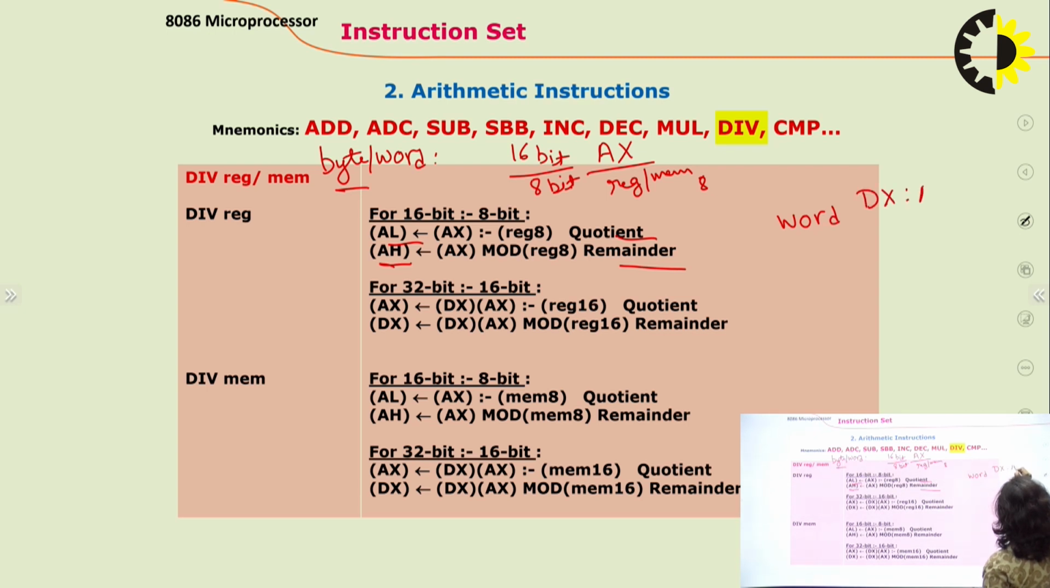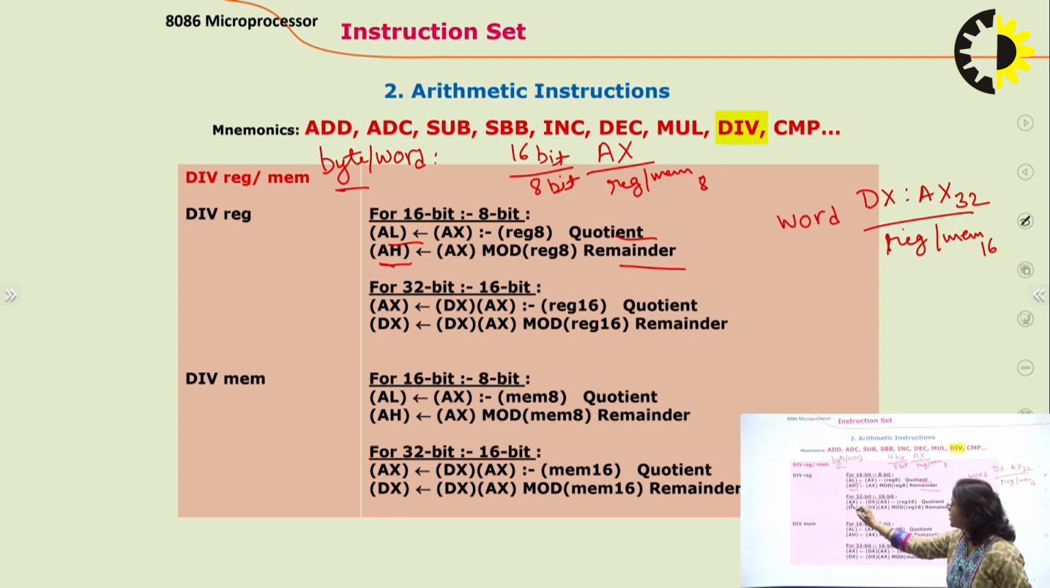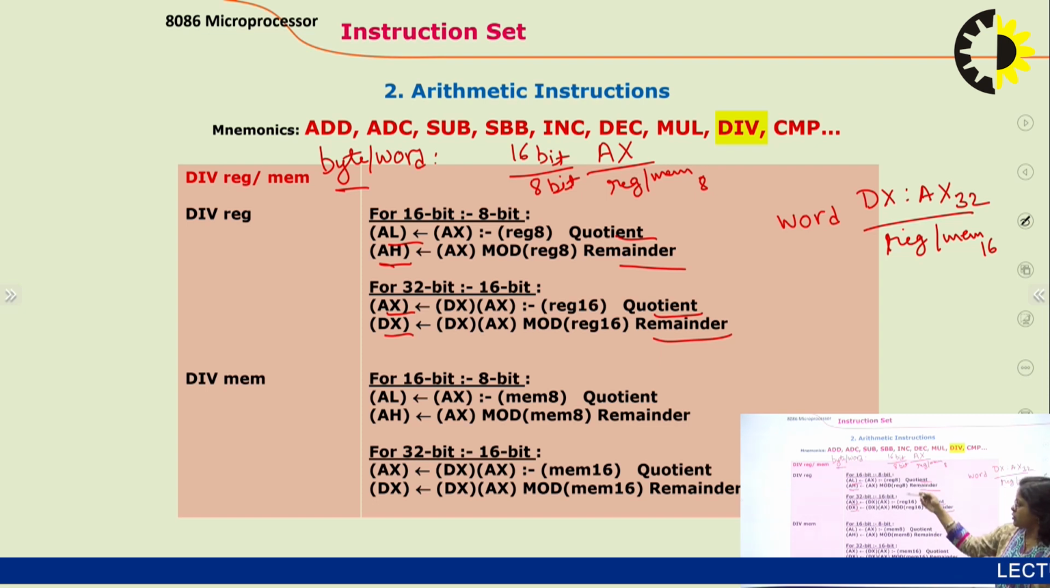In case of word operation, the dividend of 32 bits will be in DX:AX and the 16-bit divisor is provided in a register or memory operand of 16 bits. Again, this operation consists of two results, one is the quotient and another is the remainder. The quotient will be contained in the AX register and the remainder will be in the DX register. So divide can be of byte or word, meaning the quotient and remainder can be of byte type or word type. It depends on the type of operation.